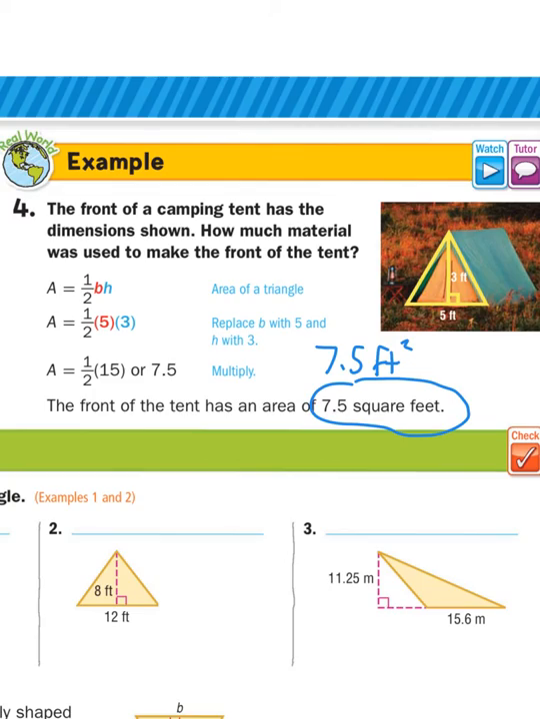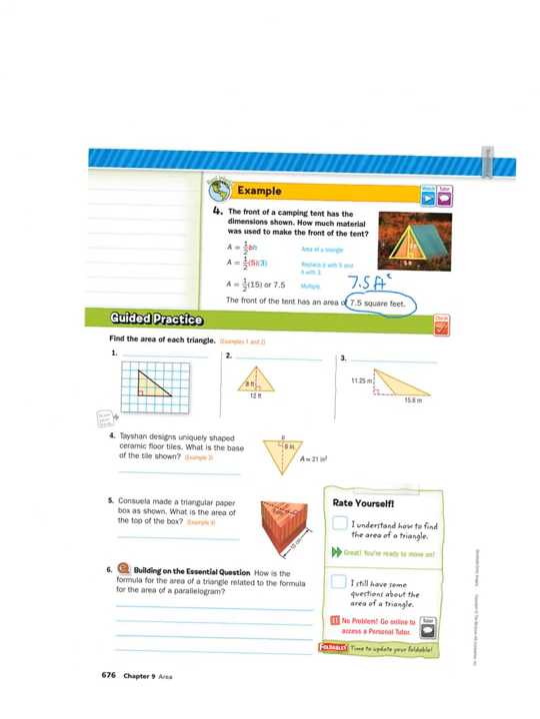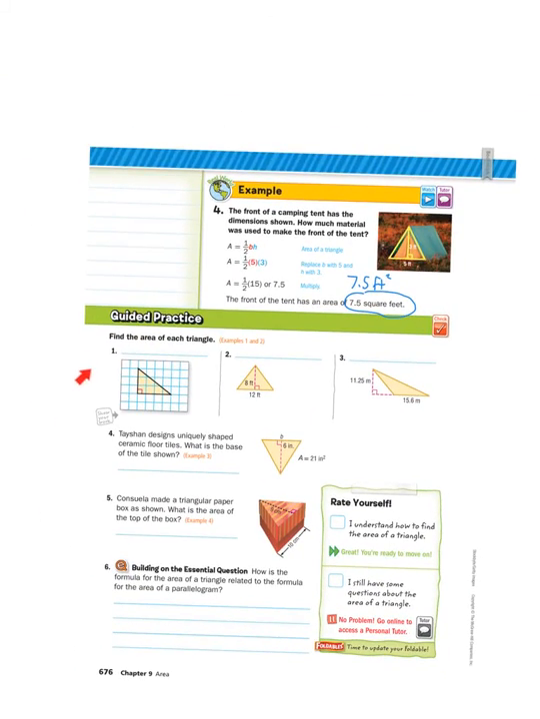All right, you're done with me. For your makeup work, you're going to be doing the problems down below, 1 through 5, and hand those in, and I'll be going over to make sure you understood it.